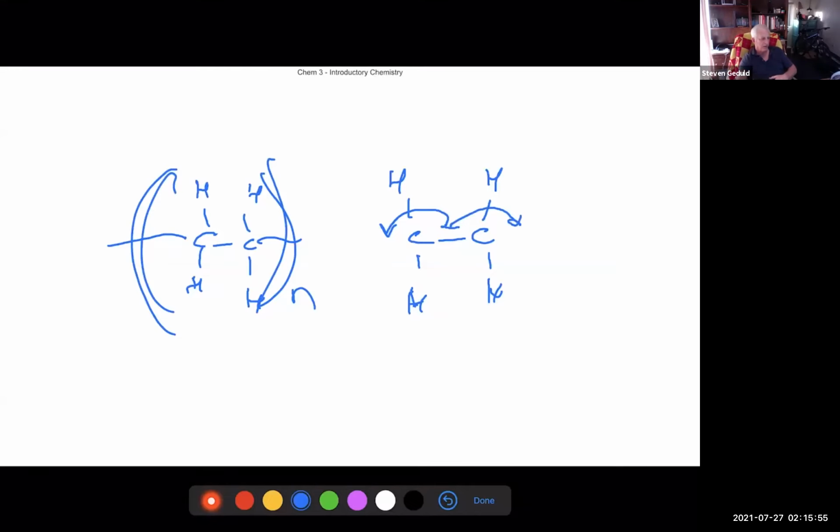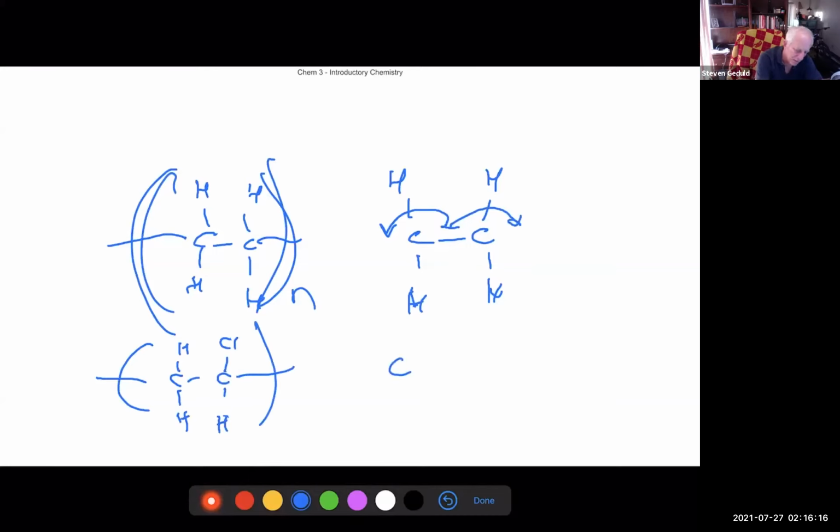Okay, polyvinyl chloride, PVC pipe. Polyvinyl chloride is the compound here, it's C, hydrogen, hydrogen, and then I think there's one chlorine in it. Chlorine and a hydrogen. And the monomer was C, chlorine, hydrogen, hydrogen, hydrogen.